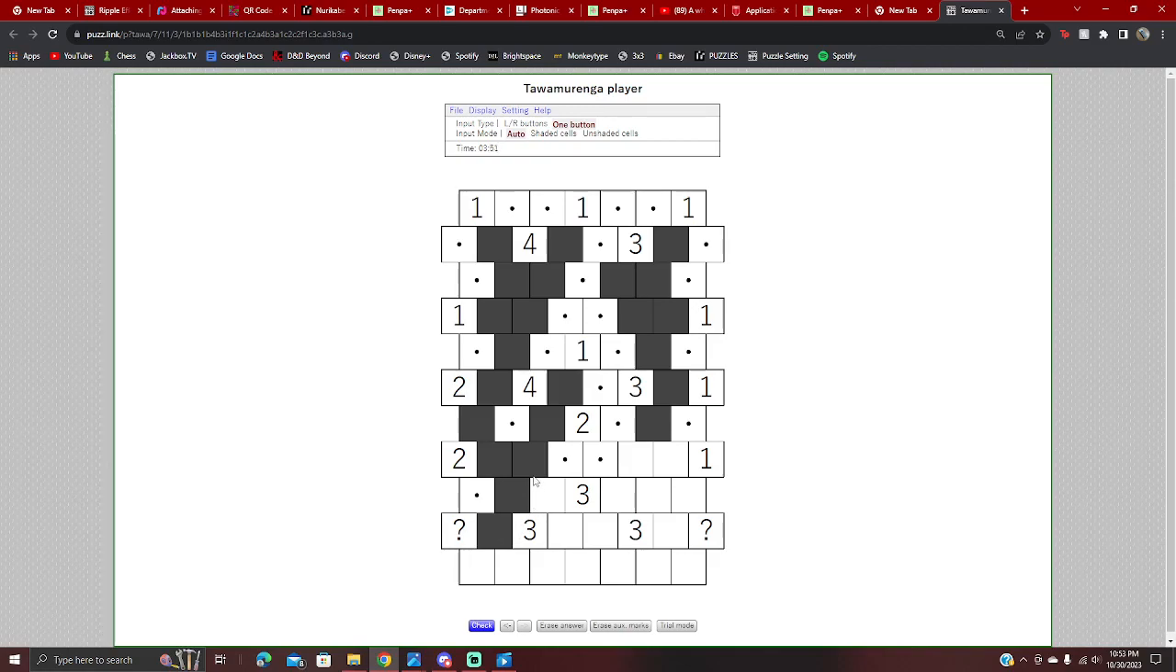This cell can't be shaded because if it were shaded, it would have to continue down here, and then you'd have 4 adjacent shaded cells to this 3, so this is not shaded. Therefore, we know this 3 clue is completed. This 3 clue is completed because we have 3 adjacent shaded cells, so this must continue down to the bottom row through there. This can only continue down here.